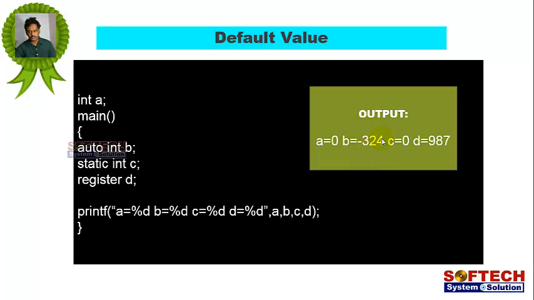This is a garbage value, because b is an automatic storage class specifier variable. Static, the default value is 0. Register d: the default value of register is garbage value. This is also an unpredictable value.